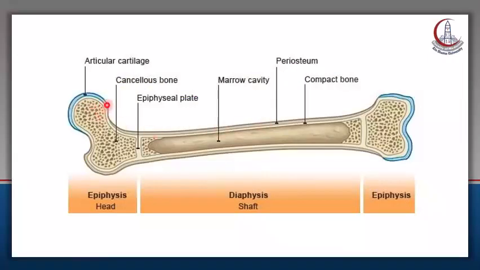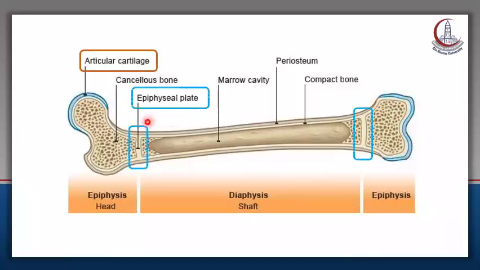This is a long bone. The articular cartilage is the site with the joint. This is formed of hyaline cartilage. And this is the epiphyseal plate. The epiphyseal plate is the junction between the epiphyseal head and the diaphysis of the bone. It is formed also of hyaline cartilage.